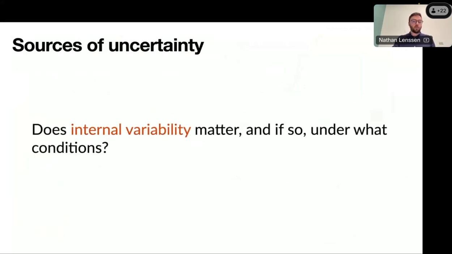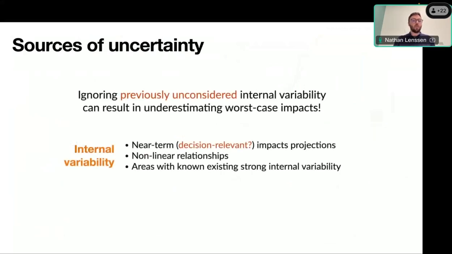And so we were able to substantially say that internal variability matters for near-term decision-relevant projections. If we're talking about anything in the next 30 years, you better be considering internal uncertainty. It matters more with nonlinear relationships, as we often see in impacts, and it matters, of course, in areas with well-known existing strong internal variability. And I would direct you to all of Clara Deser's papers to look at where internal uncertainty matters throughout the world.